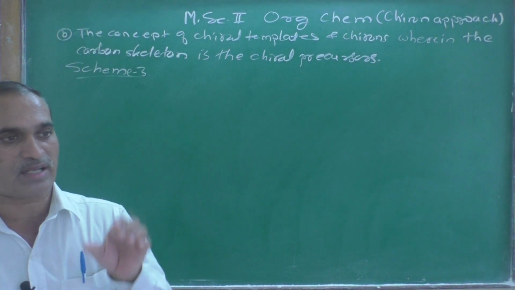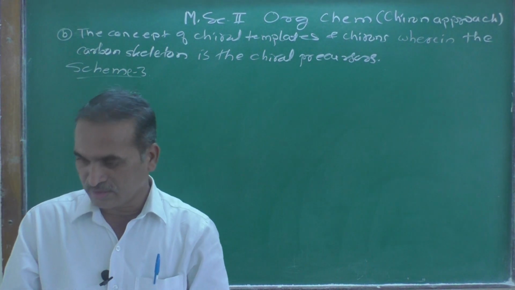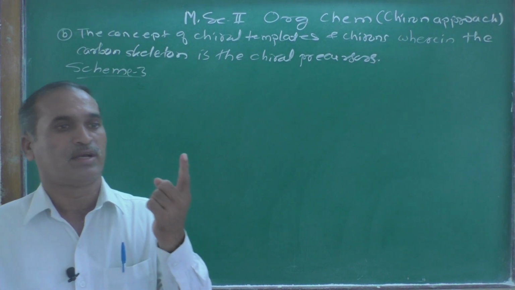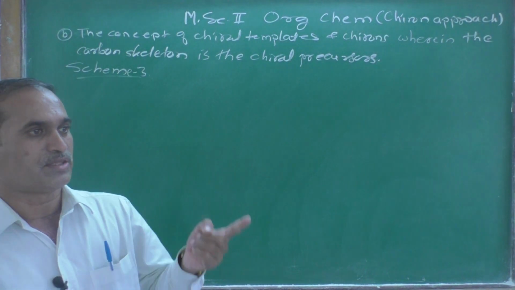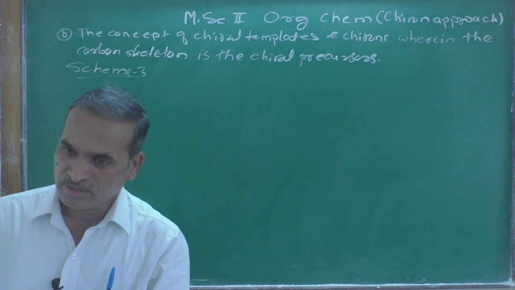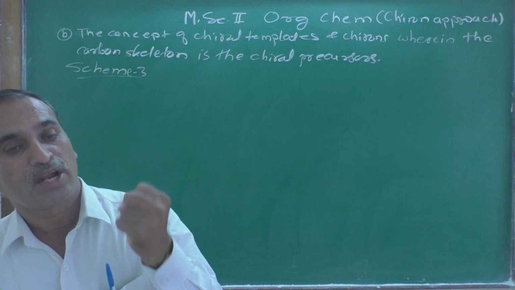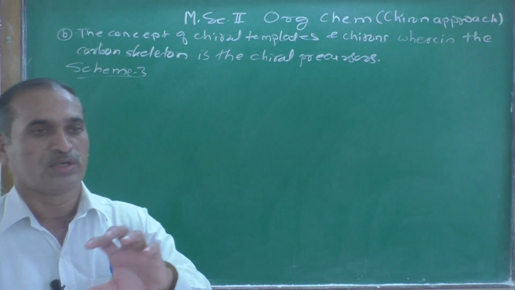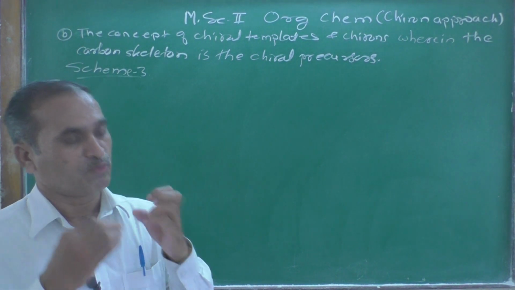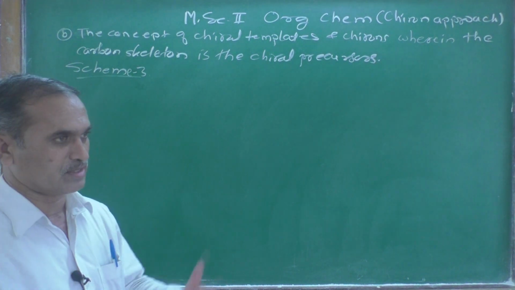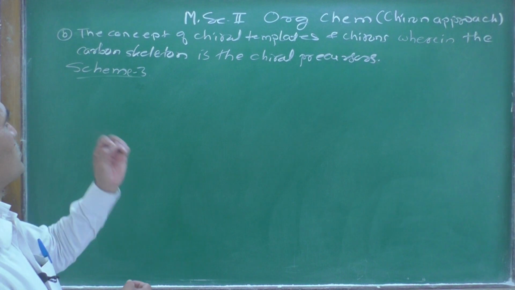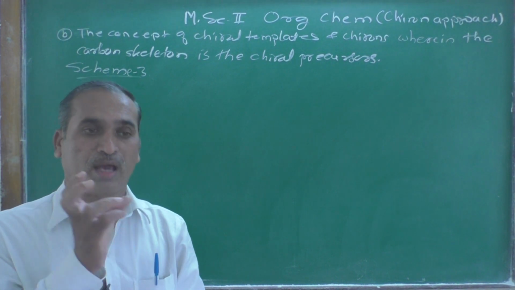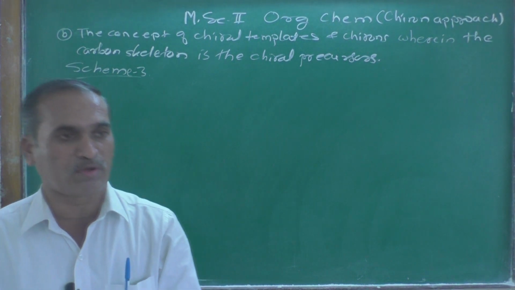As we know, chiral precursors include carbohydrates, which we already learned, then hydroxy acids, then amino acids and the terpenes. These are the natural templates, or what we can call precursors, used for the synthesis of more complex molecules, which are very useful as far as medicinal chemistry is concerned, and that's why we are learning this. And the carbon skeleton means what kind of carbon framework is present in that particular molecule.